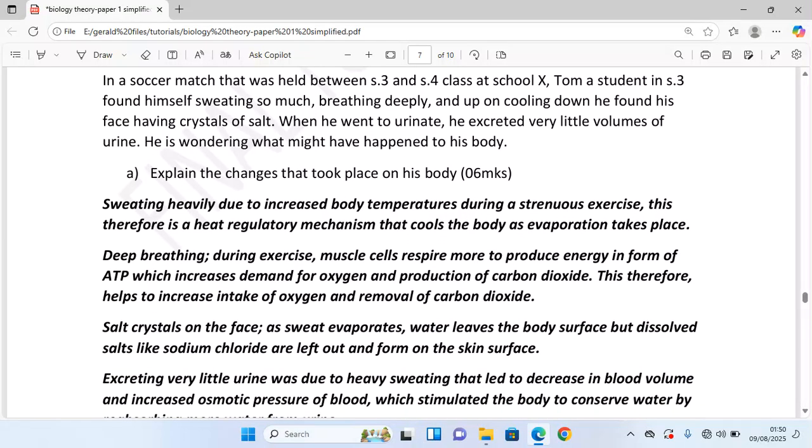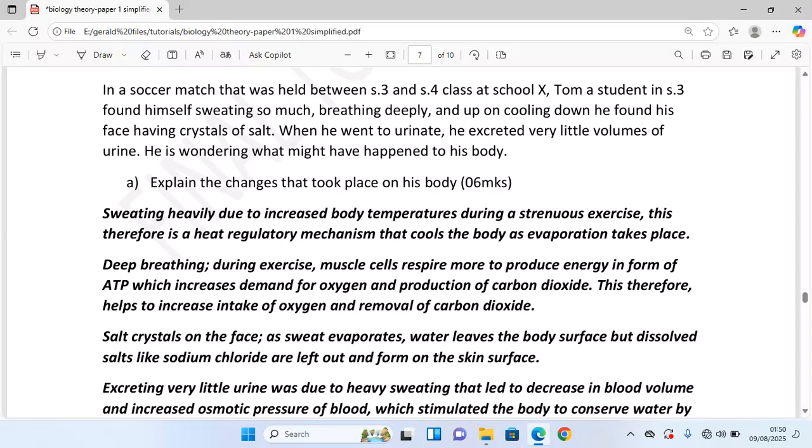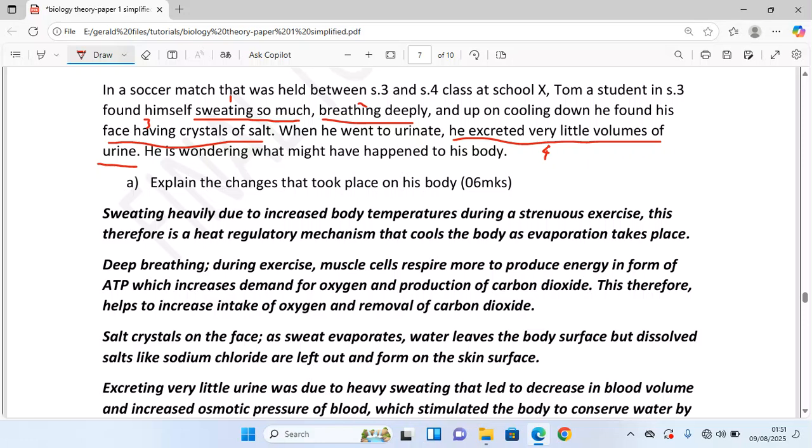We are seeing that it's giving us some concepts to pick out, and after picking them out, we shall use them to answer. For example, they are saying he found himself sweating so much, that is 1. Breathing deeply, 2. And upon cooling, his face had crystals of salt on it, 3, and then he excreted very little volumes of urine, 4. So those are the 4 areas we are talking about.